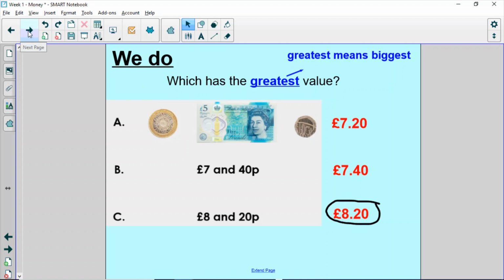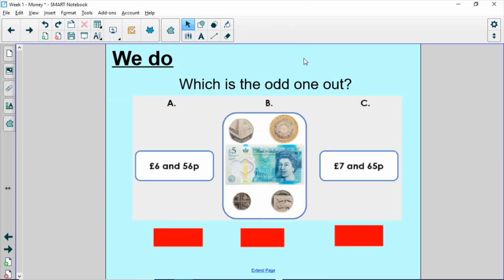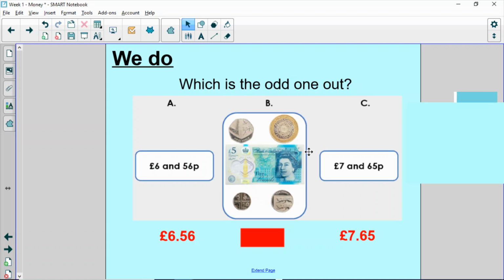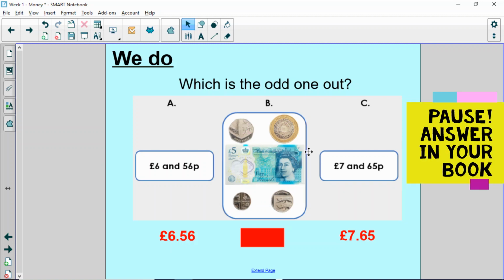Now, Year 4, we've got one last final question, and it's a final we do one. It says, which is the odd one out? Now, for the odd one out, that means that 2 will be the same, have the same answer, whereas 1 will be different, and that's the odd one out. Now, let's look at A. It says £6 and 56 pence, which can be written as £6.56 like that. We've also got C, which is £7 and 65. I would like you to pause the video now to work out the total of the bubble of B and then tell me which is the different answer, which is the odd one out. Pause the video and off you go.